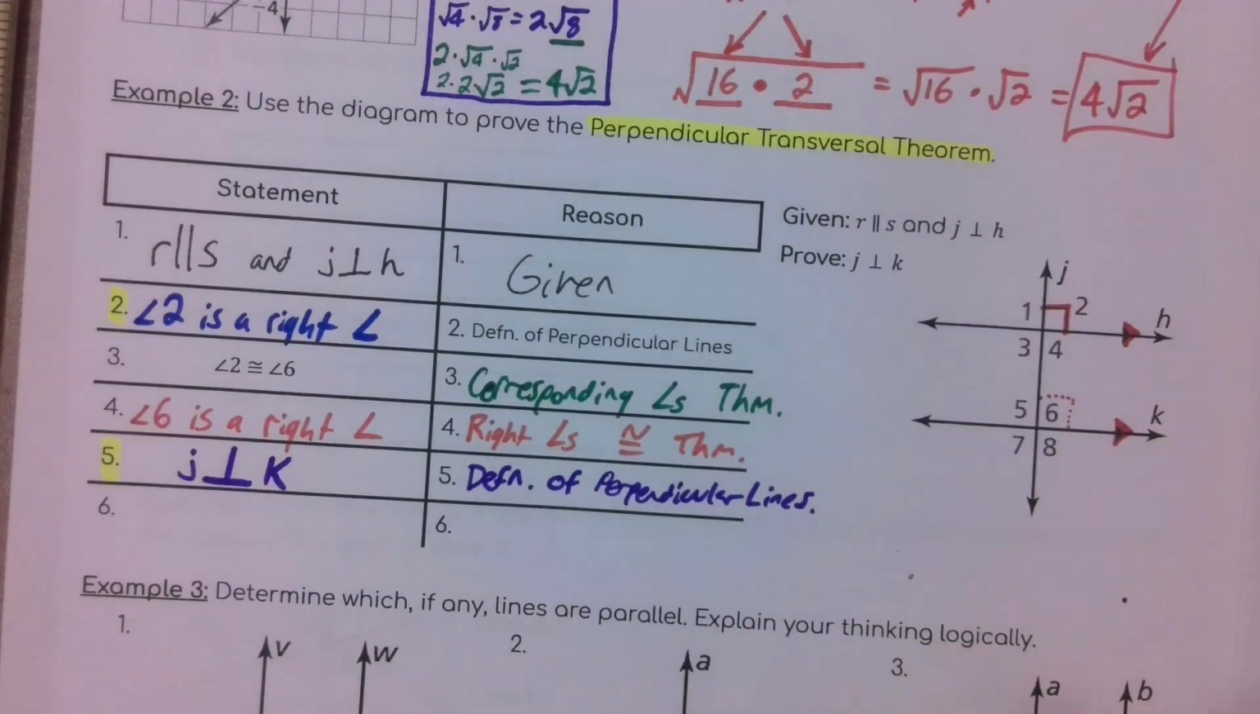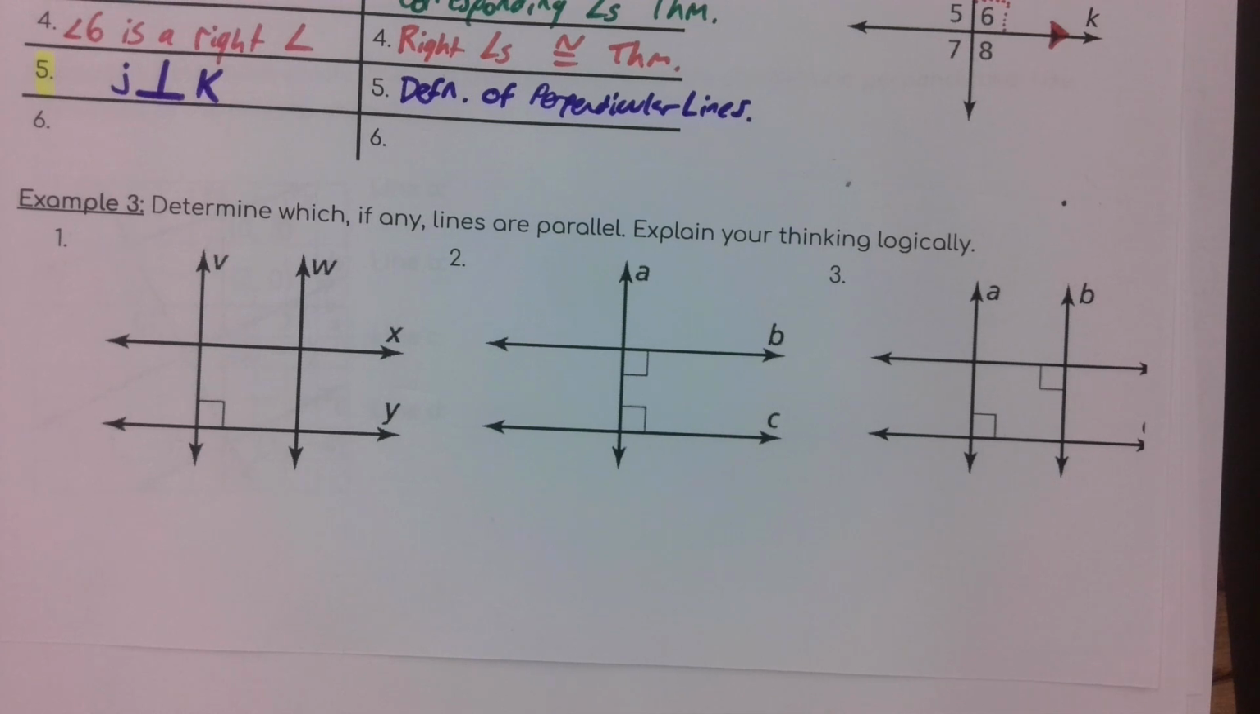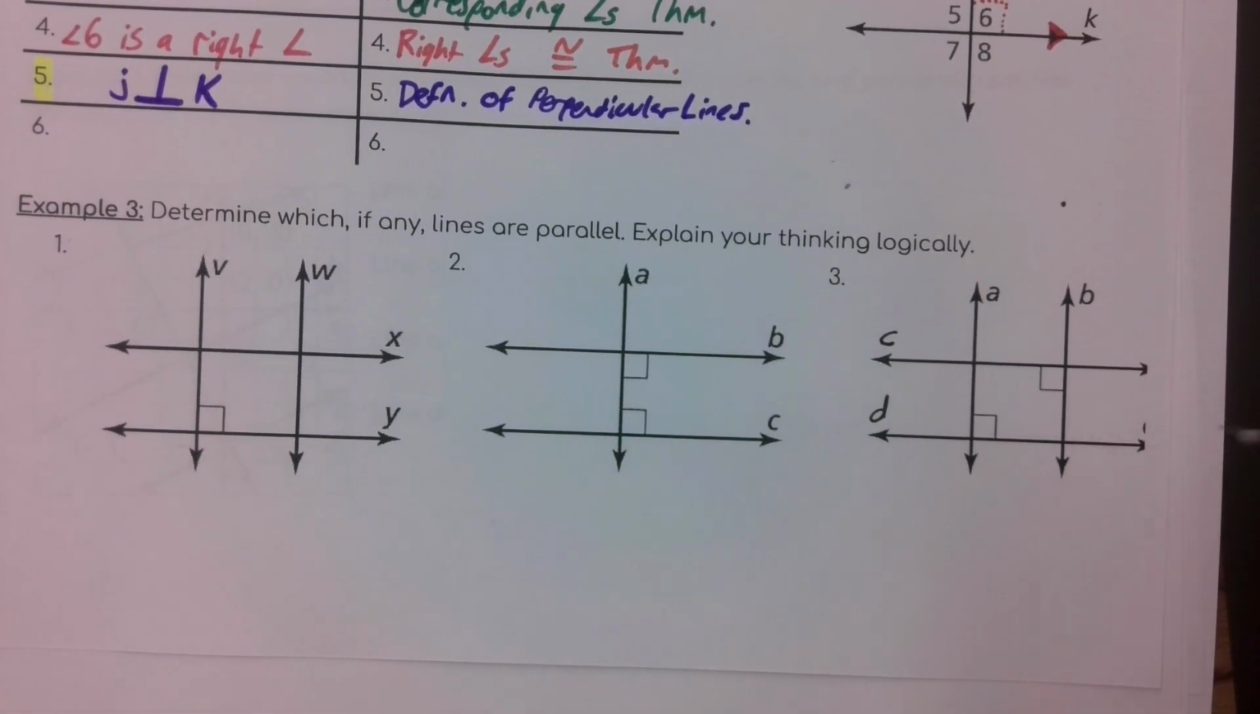Last example. Example 3 asks us to determine which, if any, lines are parallel. This is an exercise in seeing if you have enough information to show that lines are parallel. I want you to pause here, but before you do, I want you to also label these lines C and D. As you can tell, they kind of got cut off on this side. I want you to see if you can decide whether there is or is not enough information to prove any of the lines in the diagrams are parallel. Err on the side of caution. So pause the video and try this out.